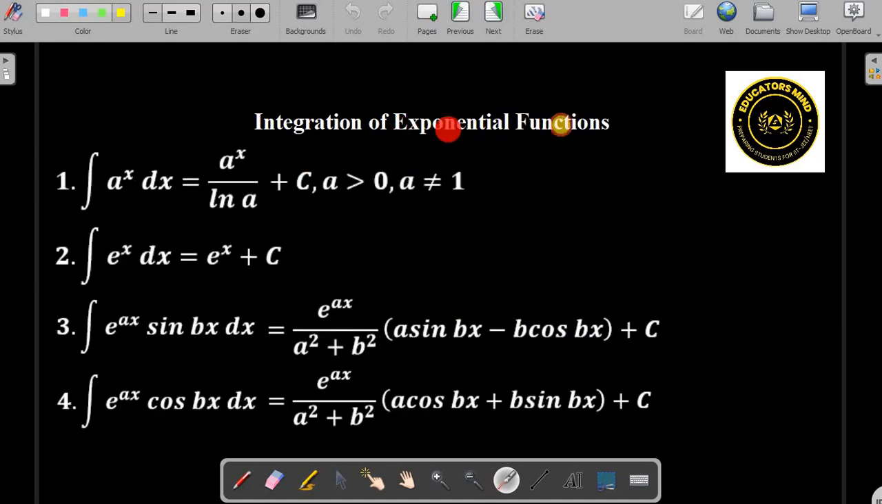Then integration of exponential functions. Exponential a to power x is a to power x by ln a. Okay, e to power x integration is e to power x plus c. E to power x into sin bx dx is equal to e to power ax by a square plus b square times a sin bx minus b cos bx. Although this can be derived, you should remember it because derivation will take at least 3 to 4 minutes. In exam, it is important to save that time. So better remember this. Okay. E to power ax cos bx is e to power ax by a square plus b square times a cos bx plus b sin bx plus c.